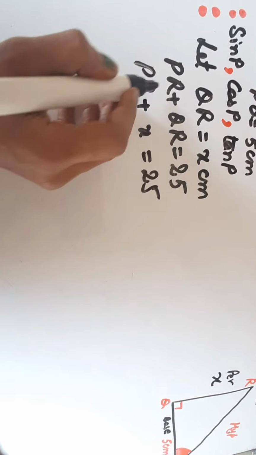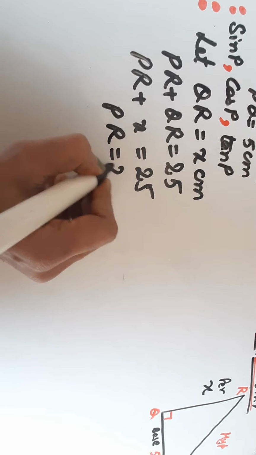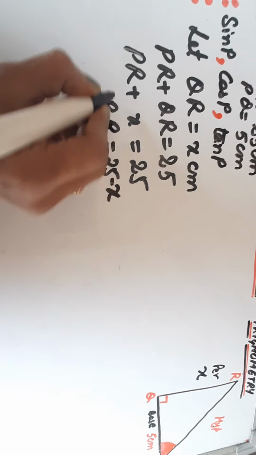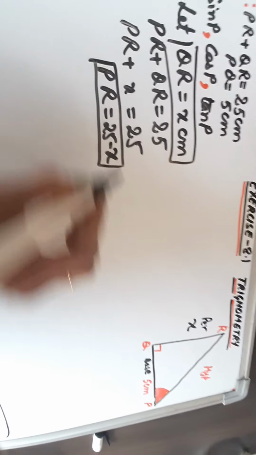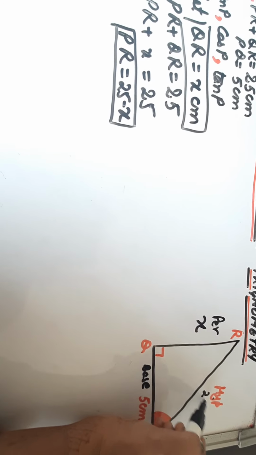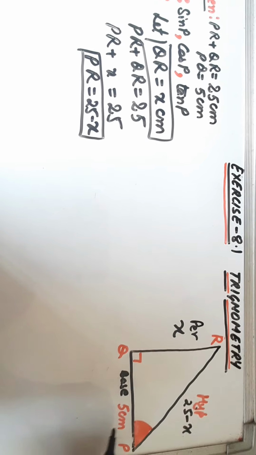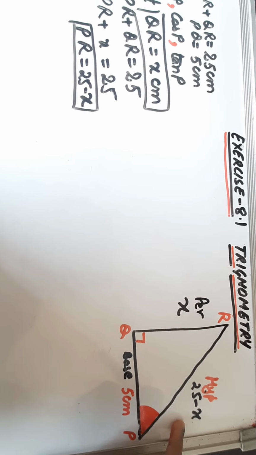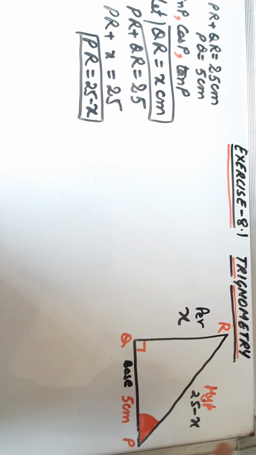From this equation we can easily get the third side, that is PR. So what will you get? PR is equal to 25 minus x. So this will be your third side PR, which you can see in the figure is your hypotenuse. And now we have all the three sides of a right triangle but with some unknown variables. So to find out these unknown variables, we have to use Pythagoras theorem.